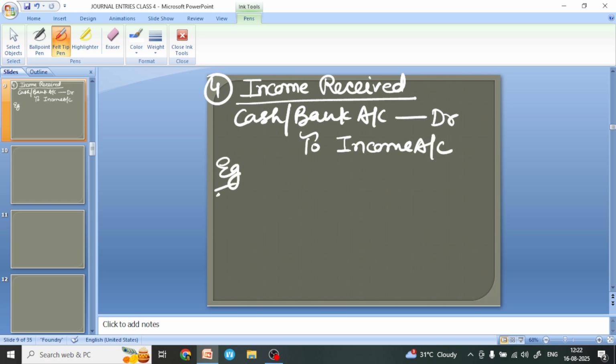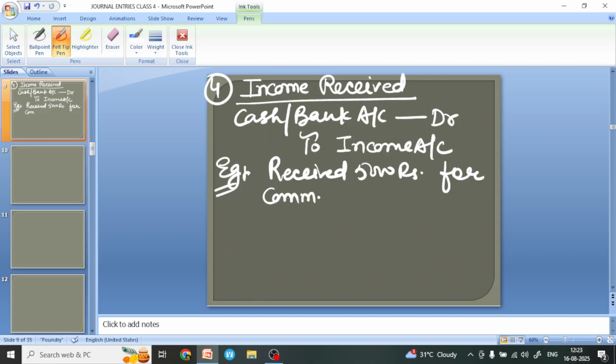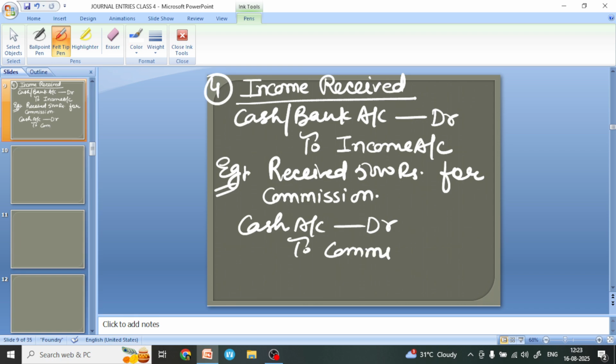Example: received 5,000 rupees for commission. Entry will be cash account debit to commission account 5,000.